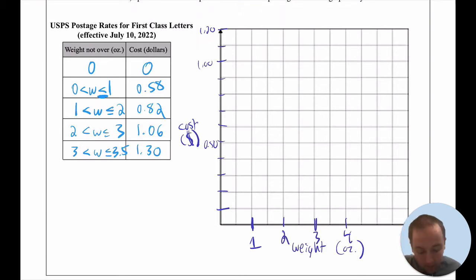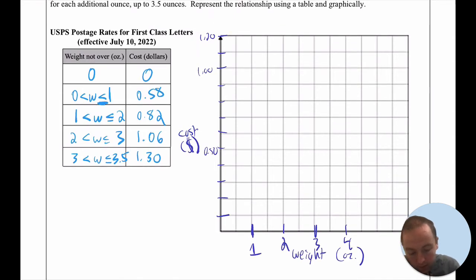Excellent. All right, so if I start graphing this piece right here that I just circled, it turns out that whenever W, or the weight, is between 0 and 1, it's going to cost 58 cents. So that basically means that right there, we're just going to have a flat horizontal line at 58 cents between 0 and 1.